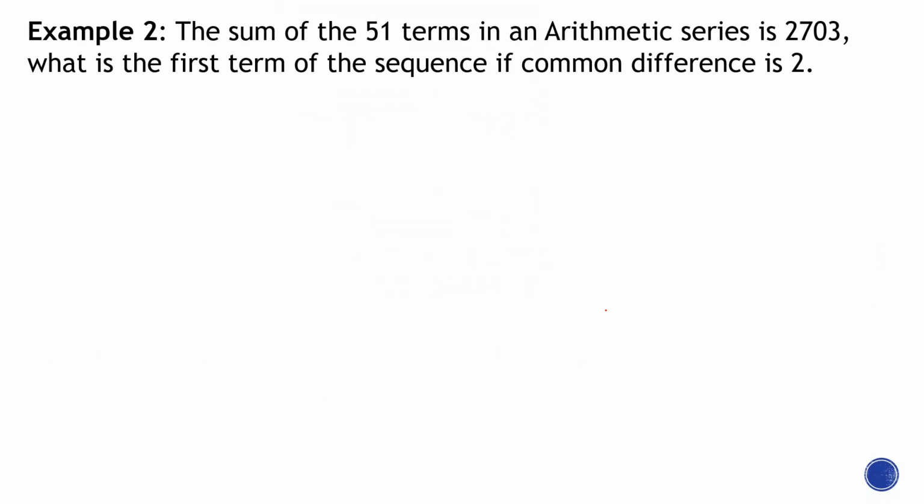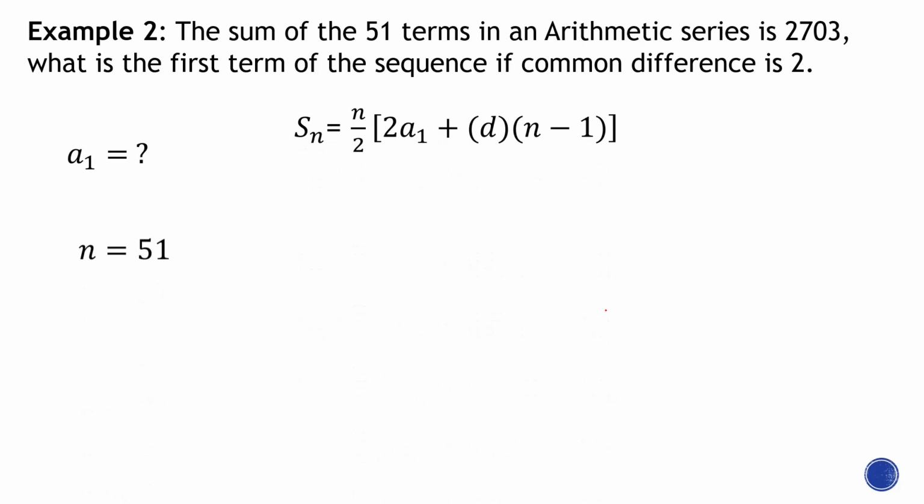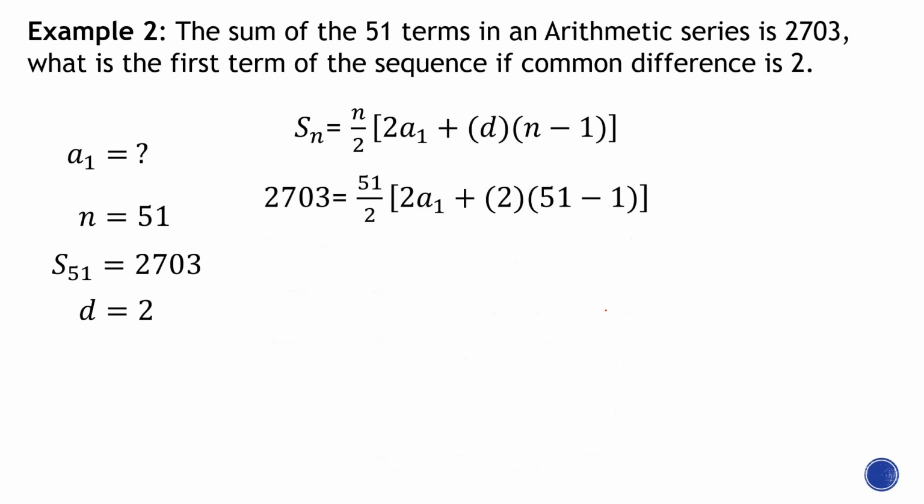In this problem, what's missing is the first term. Okay, so the sum of the 51 terms in an arithmetic series is 2,703. What is the first term of the sequence if the common difference is +2? So we don't know a1, right? What we know is that there are 51 terms in the sequence, and the sum of all those 51 terms is equal to 2,703. Our common difference is +2.